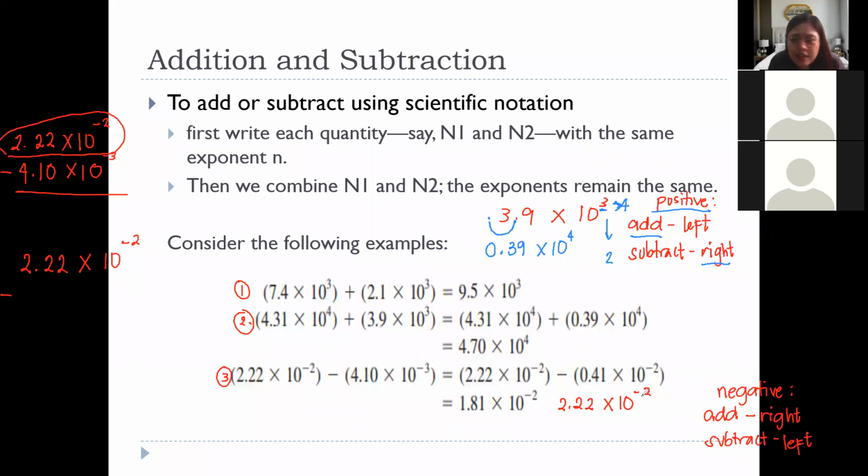Okay? So just like this one, negative 2. What is our goal? Ay, negative 3. Ay. Negative 3. Let me rewrite this.